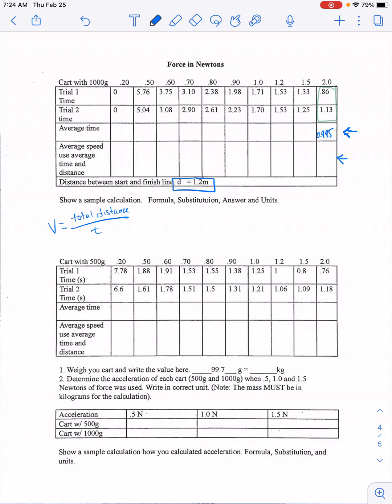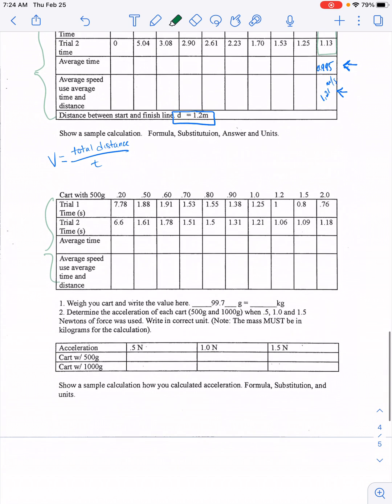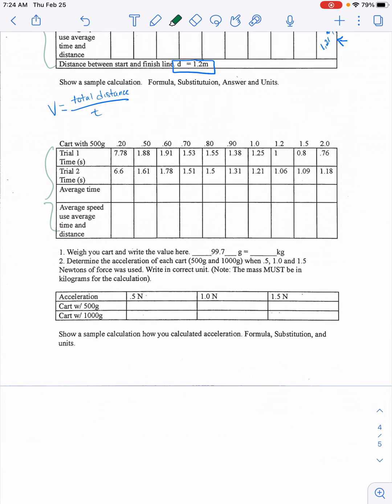So, for example, in my data that I have made up here, I have 1.2 for the distance, and dividing it by my average time, this here would be 1.21 meters per second. Okay. So in both our data tables, we're going to need to find the average speed and average times. Now, when we come down to this bottom data table, we'll do one example calculation completely together.